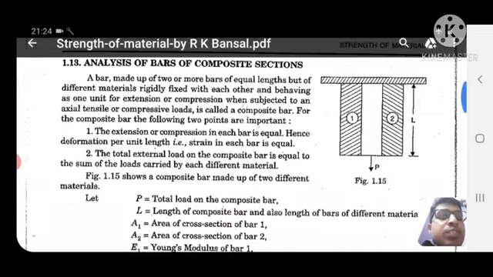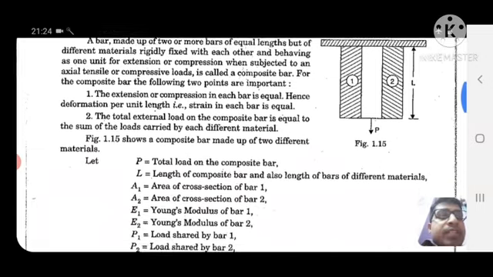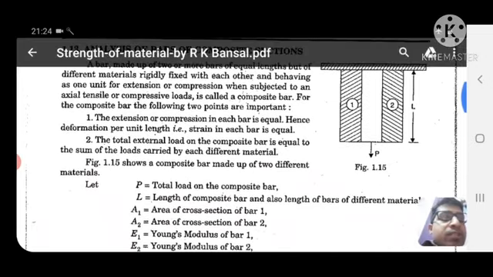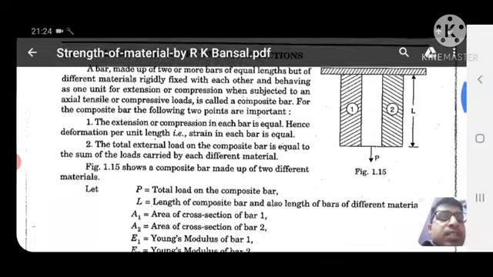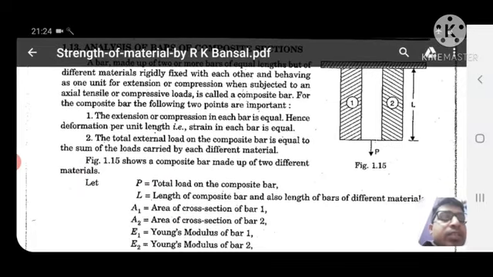For the composite bar, the following 2 points are very important. The first one is the extension or compression in each bar is equal. Hence, deformation per unit length, that is the strain in each bar, is equal. The total external load on the composite bar is equal to the sum of the loads carried by each different material.